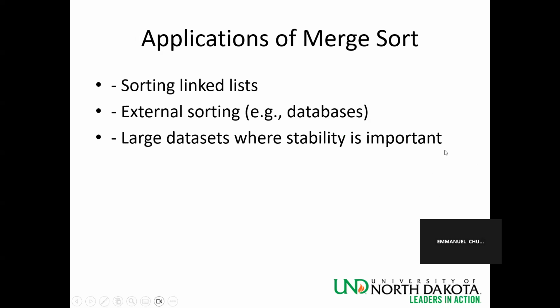Applications of merge sort. Merge sort is used in sorting linked lists. It's used in external sorting, like databases, as we said, and large data sets where stability is important. When we talk about stability, it means it's a stable sort that preserves the order. So in those situations, for example, an application like multi-level sorting, when you want to sort maybe by department, then by name, stuff like that, merge sort helps with large data sets where stability is of importance.